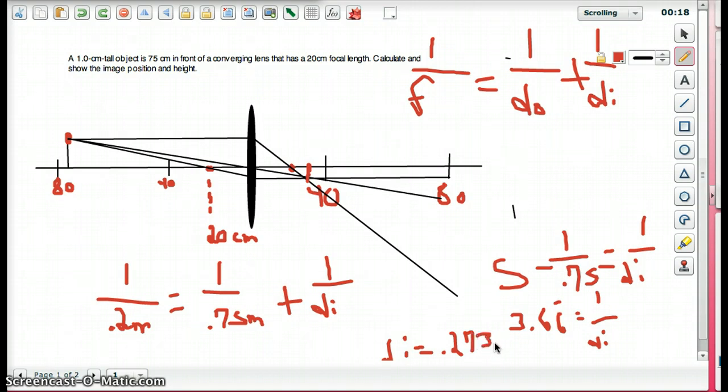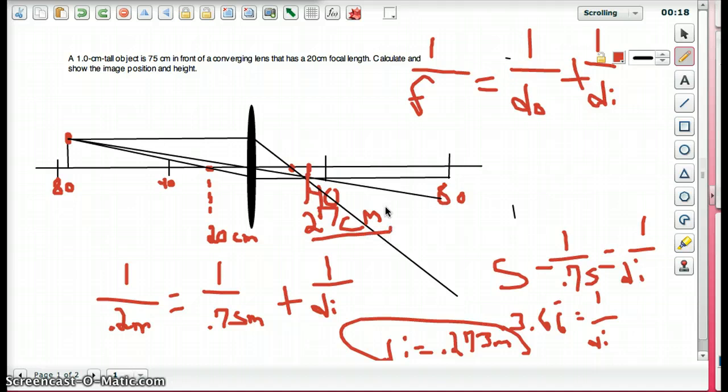0.273 meters. And now we know from the image that we drew that this is approximately right, because 0.273 meters is about 27 centimeters. So that would be 27 centimeters is where our image is located. So pretty simple. It's just plugging numbers into an equation.